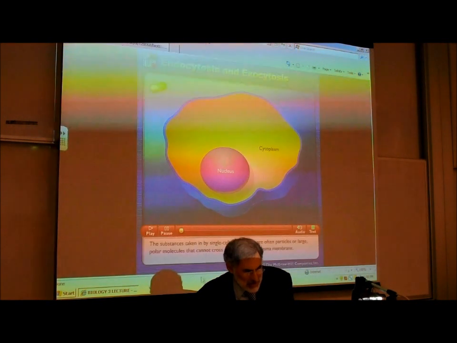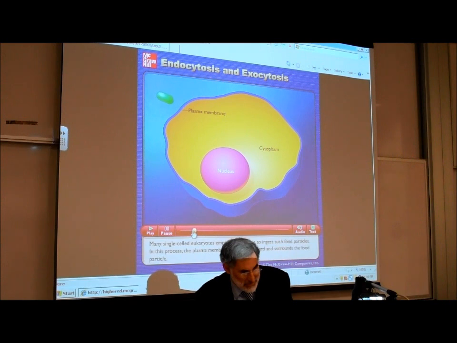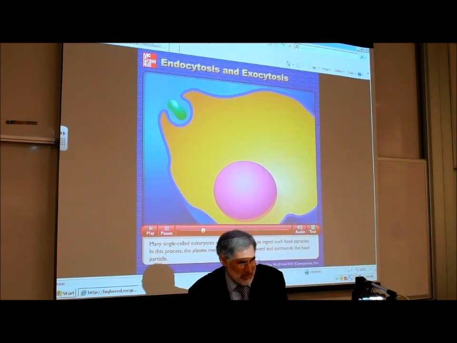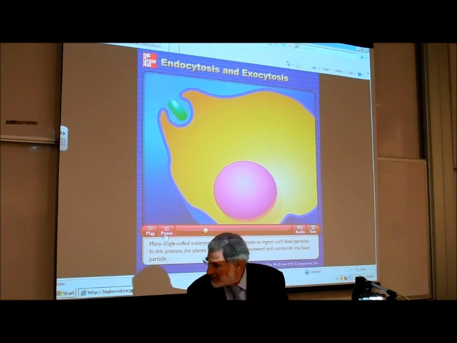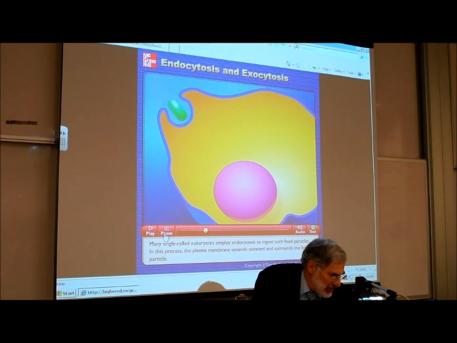And I put them there for the purpose of making this. The substances taken in by single-celled organisms are often particles or large polar molecules that cannot cross the hydrophobic plasma membrane. Many single-celled eukaryotes employ endocytosis to ingest such food particles. In this process, the plasma membrane extends outward and surrounds the food particle. All right. It's okay, I'm stopping anyhow. So anyhow, there are plenty of resources available, and the point is for you to use them, or your book, and all the other resources.